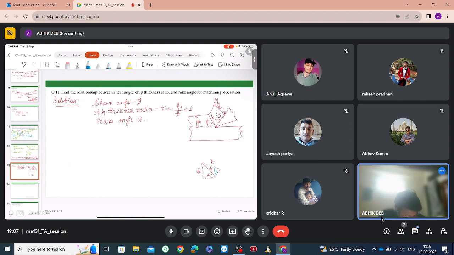So in this diagram, this region has been drawn here. Now, in this small right angle triangle, this is the right angle here.